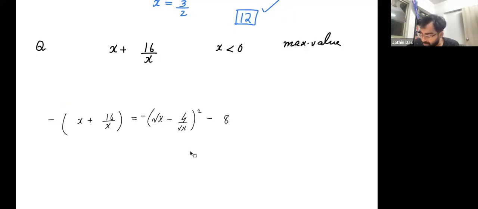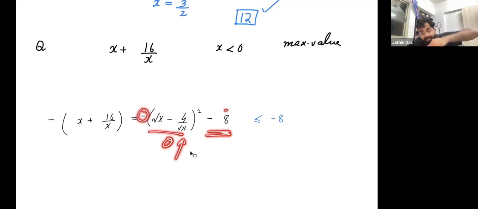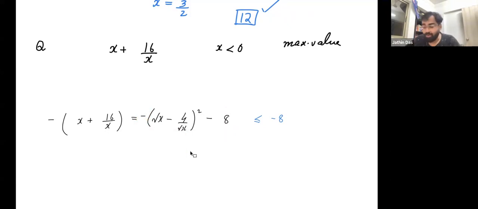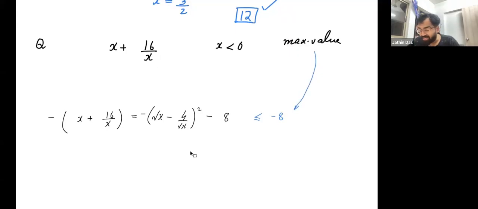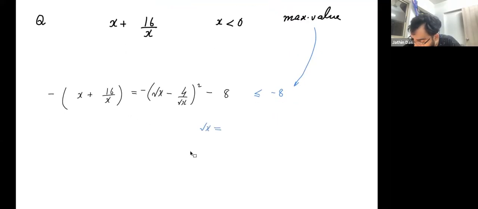Now you tell me, this value will be not. This will be less than minus 8. Because here it is 0. When this is 0, then this is minus 8. As this increases, this has a negative sign, so the value decreases from minus 8. So this whole thing is less than or equal to minus 8. So what is the maximum value? Minus 8. Now always check. Always have that habit of checking. So root x is equal to 4 by root x. x is equal to 4.